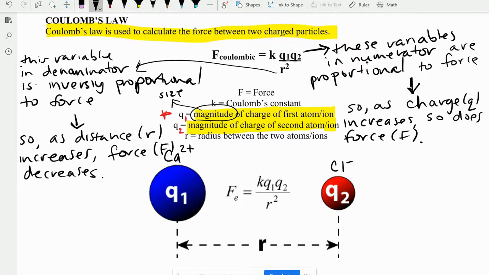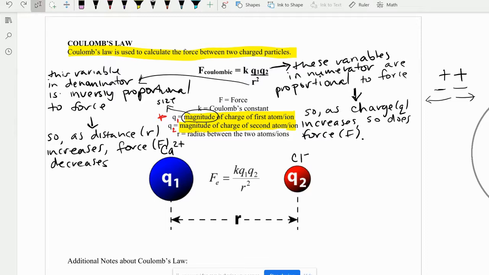Okay, so to recap here, the variable in the denominator, which is radius or distance between the atoms or ions, is inversely proportional to force, meaning that as the distance between these two atoms or ions increases, the force between them decreases. So why are we learning about Coulomb's law? Because this concept, you guys, is not going to go away. It's going to be here all year.